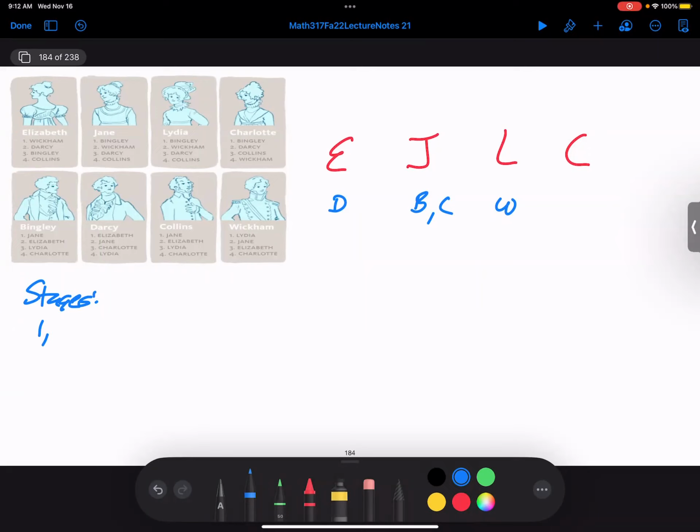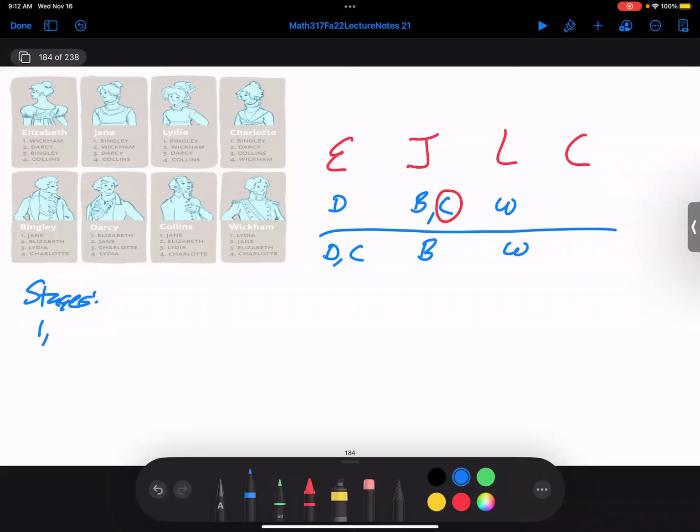Jane has to choose. So who's Jane going to choose? Bingley or Collins? Bingley. I just see Collins is listed last for Jane. So I know Jane is going to choose Collins. So now Collins has to propose. So who should Collins propose to in round two? Collins can't propose to Jane, so who does Collins propose to? Elizabeth. Proposes to Elizabeth. So now we have Darcy and Collins, and nobody else was proposing.